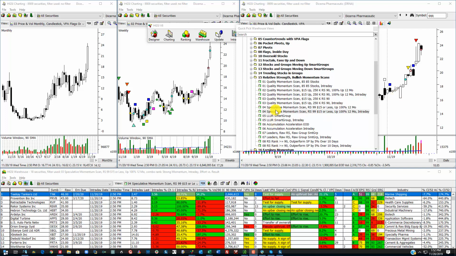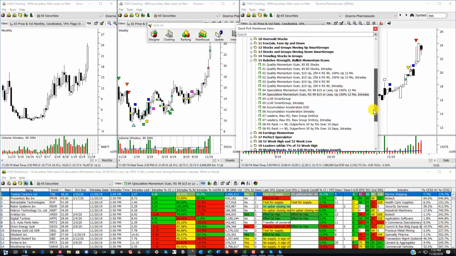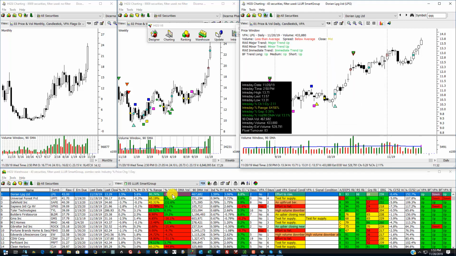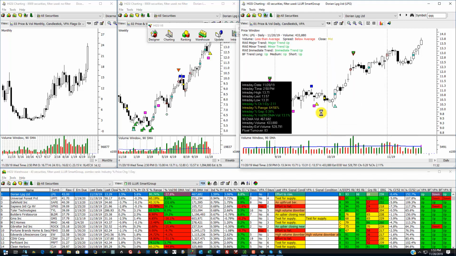I'm going to move on to explain the rest of the scans in folder number 15, relative strength bullish momentum scans. I'll go down here to number 5. This is LLUR Smart Group, or lower left to upper right is what we're looking for. Or those are the type of stocks we're looking for. Now this goes back several years.